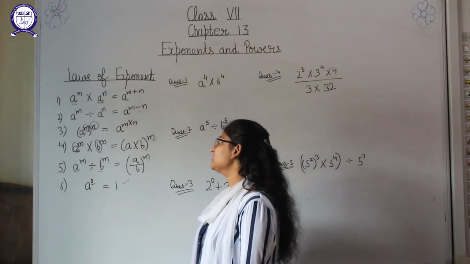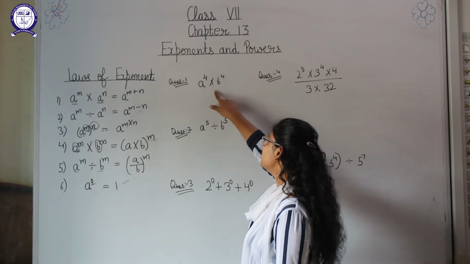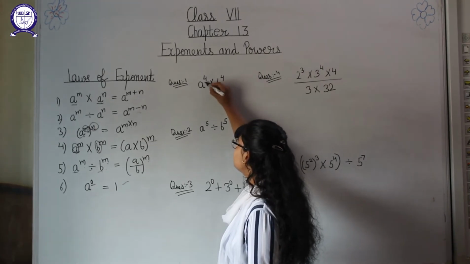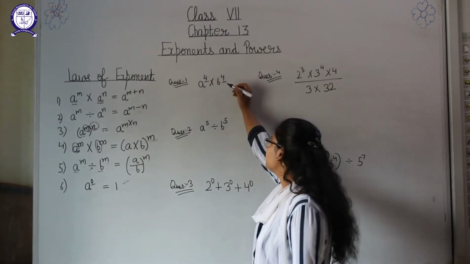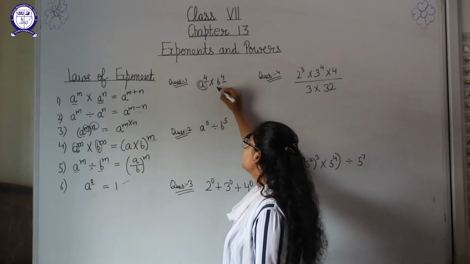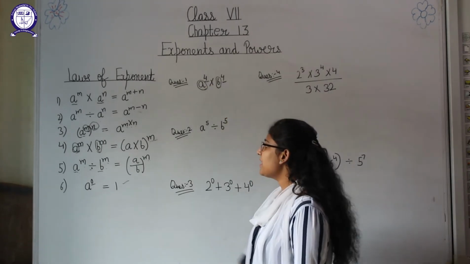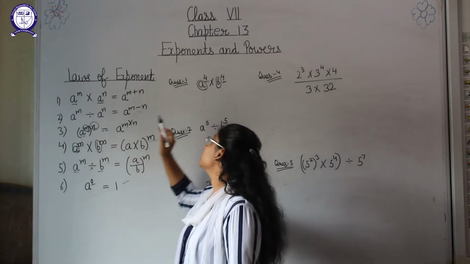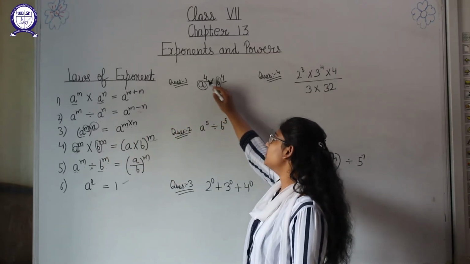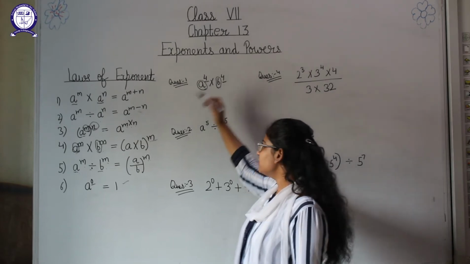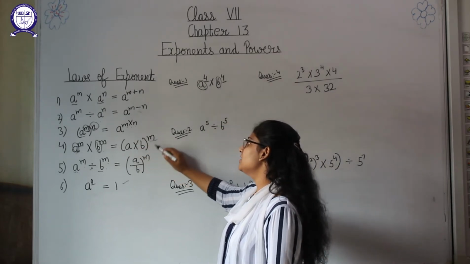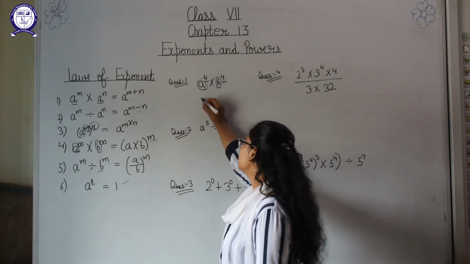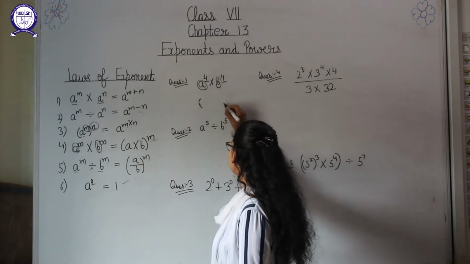Now our next question is a raised to the power 4 into b raised to the power 4. In this, students, if you observe, the powers 4 and 4 are the same, but the bases a and b are different. So what law will we apply? We will apply the fourth one, where bases were different but powers were the same. Here also the bases are different but the powers are the same. So in these cases what will we do? We will multiply the bases and the power will be the same as the power which was with both of them. So here the power will be 4.